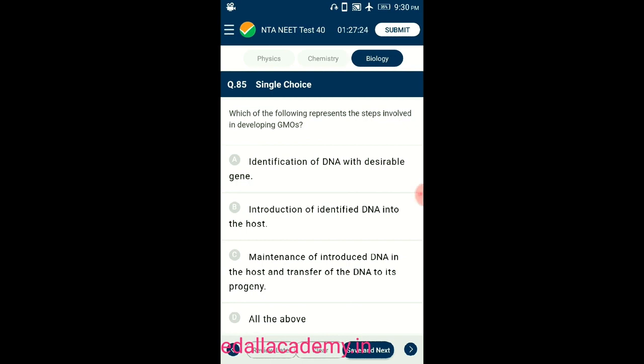Which of the following represents the steps involved in developing genetically modified organisms? Here there are three statements. A specific desired gene needs to be isolated. This desired gene should be introduced into a specific host cell where it can multiply and get transferred to all the progeny cells. So the answer for this question is that all the above statements are involved in developing genetically modified organisms. So the correct option is D.